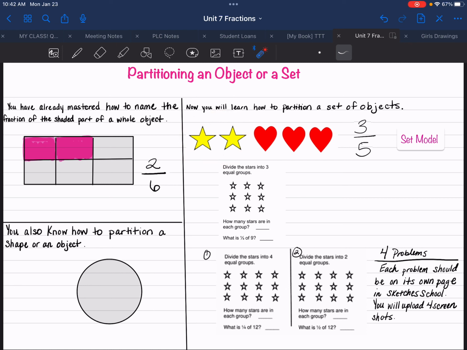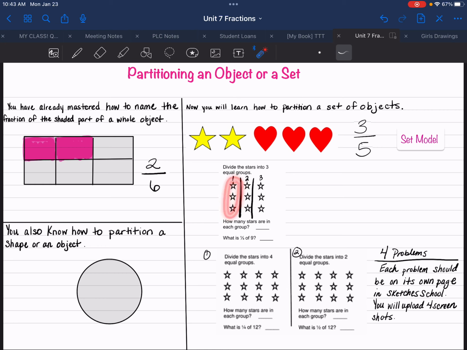Okay, let's look at another set model. Let's look at this one. It says divide the stars into 3 equal groups. Okay, I have to remember that my groups have to be equal. So that means I have to have the same number of stars in each group. So it looks like if I divide it like this, I'd have one group here, another group here, and another group here. So how many stars are in each group?